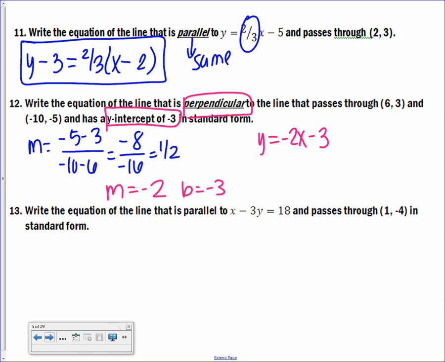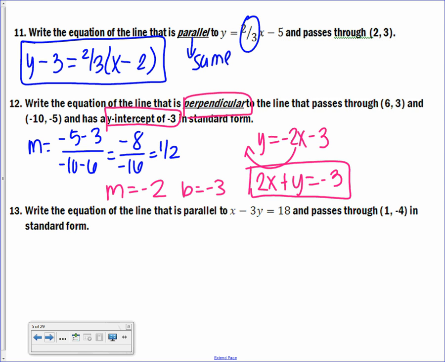Okay, to get into standard form now, this is in slope-intercept. To get into standard form, I need the x on the other side, so I'm going to add that. So I'd have 2x plus y equals -3. Okay, this is done in this case because all of the numbers on the x and the y are whole numbers, okay, and they are not negative. So make sure when you do it in standard form, you have whole numbers that are not negative. And I think maybe 13 is going to help us remember how to do that. So that's exciting. So parallel to this line, passing through 1, -4 in standard form.